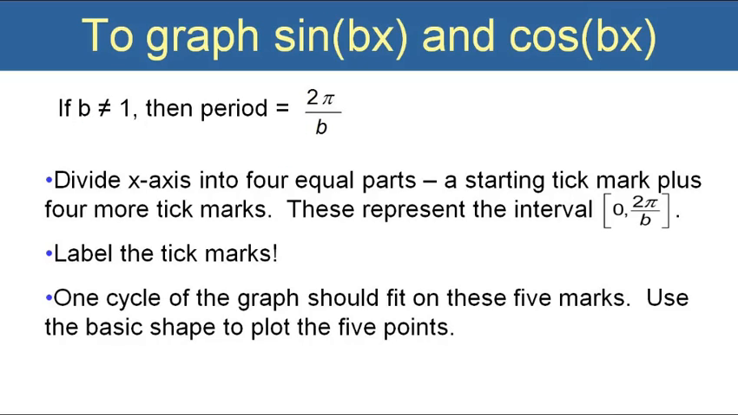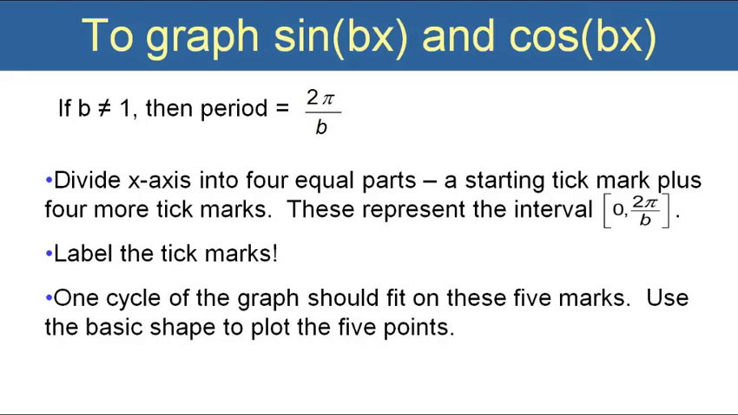Now, the way that we're going to use this is when we're asked to graph a function that has a bx argument, we're going to divide the x-axis into 4 equal segments. We'll have a starting mark, which for right now will be on the y-axis itself, and then we'll lay down 4 more tick marks. And these tick marks will represent the interval from 0 to 2 pi over b. In other words, it represents one period of our graph.